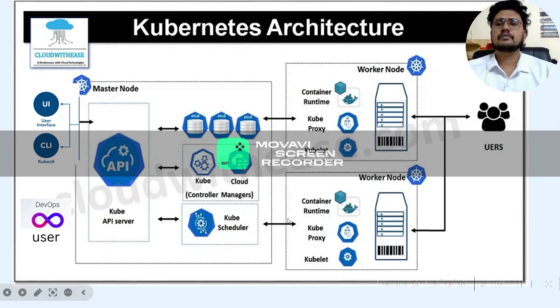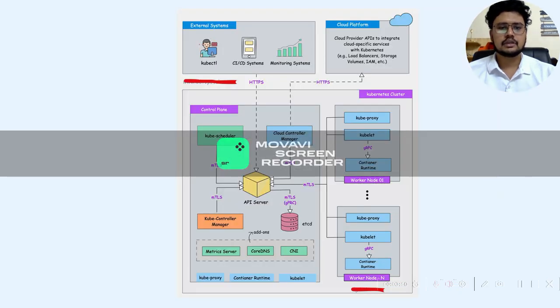In the worker node, we can see there are three major components. One is Kubelet, which handles communication between the master node and the worker node. Kube-Proxy is used for networking, responsible for the communication. And the container runtime is where the actual work runs. I hope you can see this architecture. Let's go on to the next one.